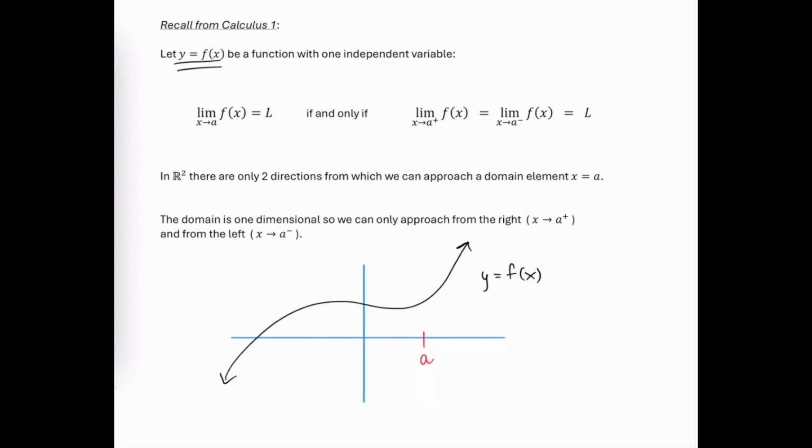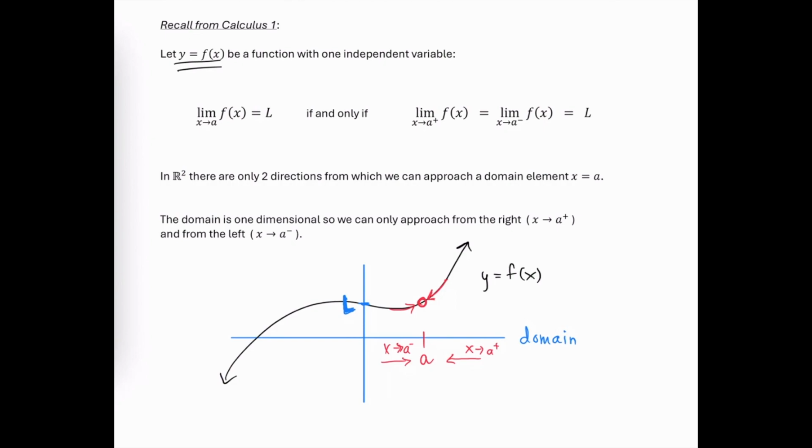if we wanted to show that the limit existed at a particular domain element, because the domain was only one dimension, we could only approach that domain element from the right and from the left. If the y values on the function were approaching the same y value as the x approached a from the right, as we did when x approached a from the left, then we would say that that limit exists. So let's say that that output value, the y value that we're approaching is L.